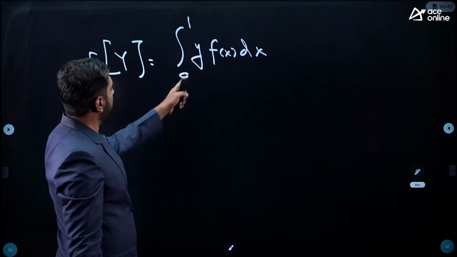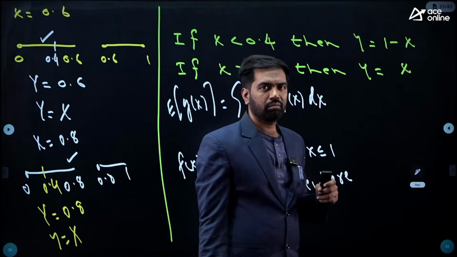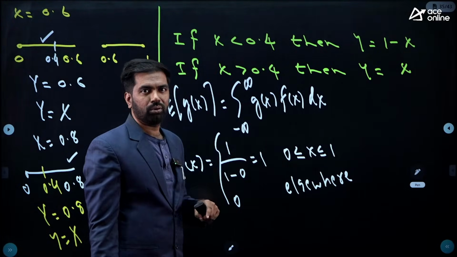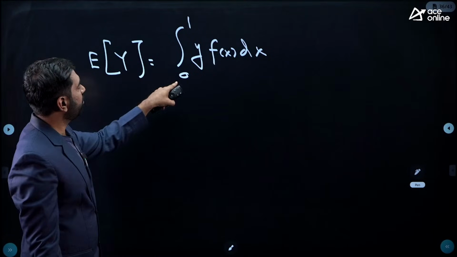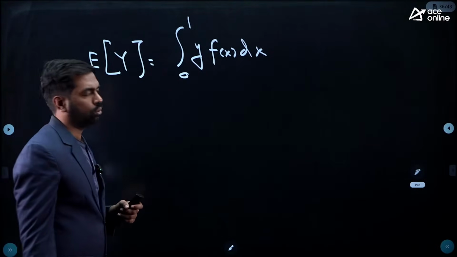Sir, how did you know? Why are you writing y, sir? Basically, what is y? It's a function of x. So see, how did you write here? Integral g of x into f of x dx you wrote. And why are the integration limits from 0 to 1? Because x is uniformly distributed in the interval 0 to 1.